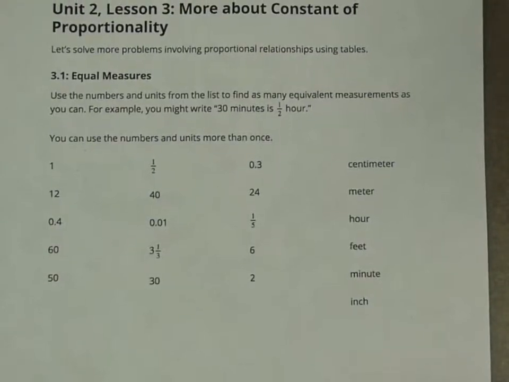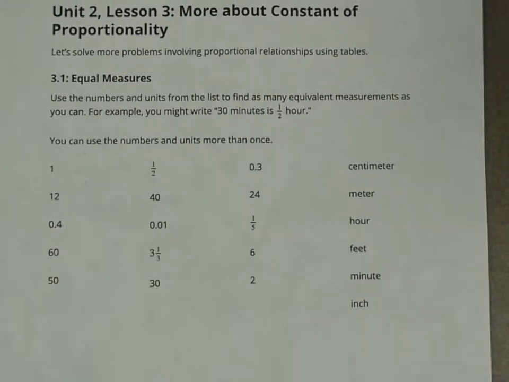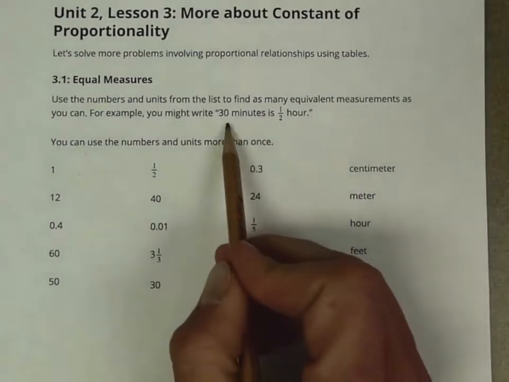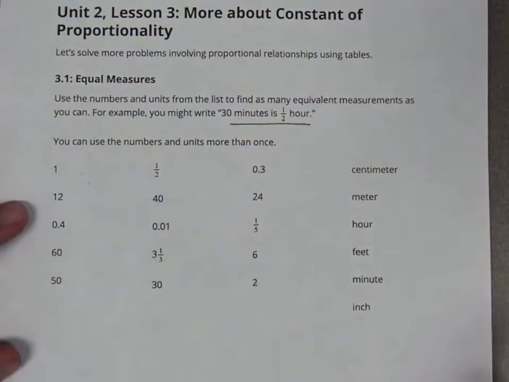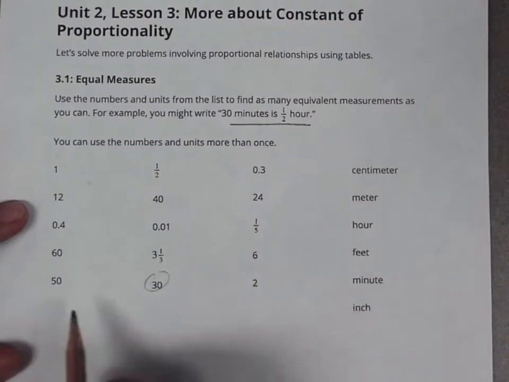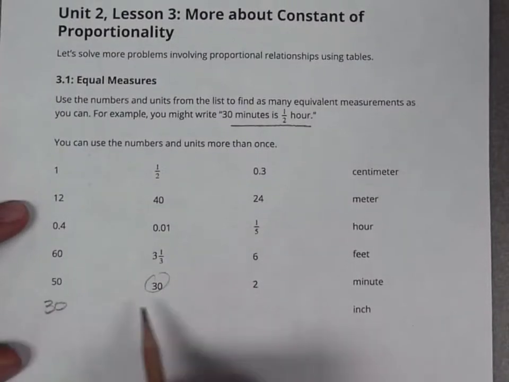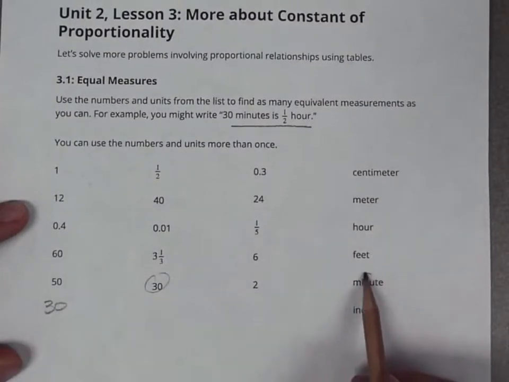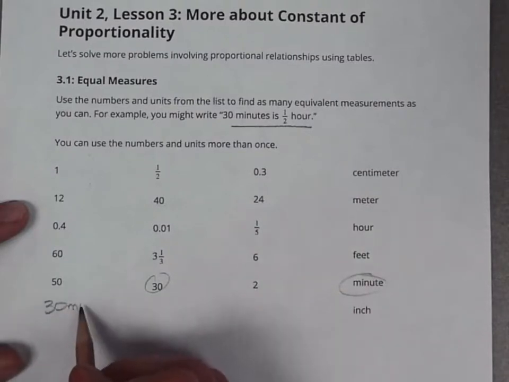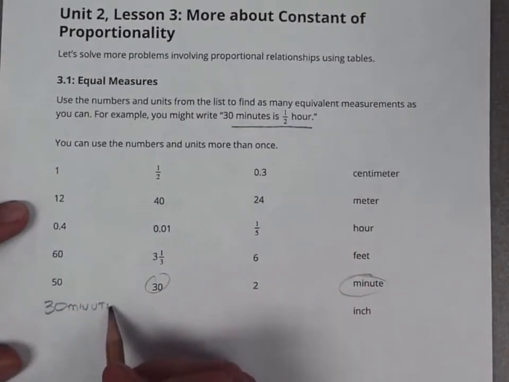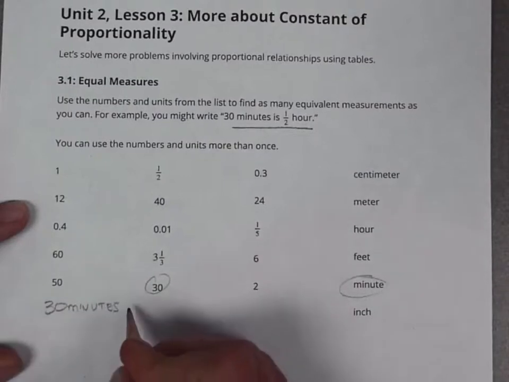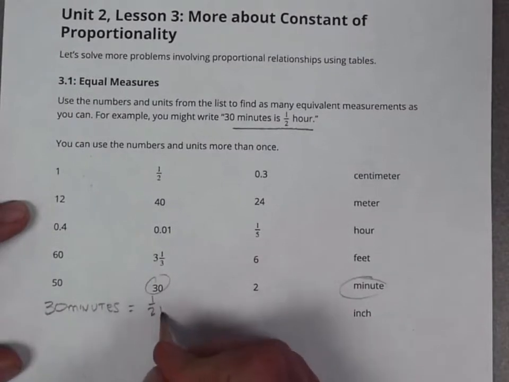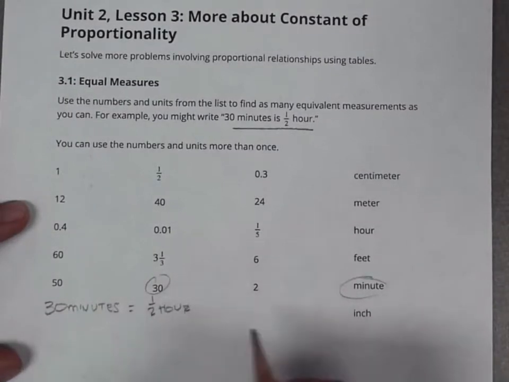Units in any way that you guys want to make equivalent measurements. So I'm going to give you guys an example now. So let's say, they give us an example. It says 30 minutes is 1/2 of an hour. So I can use the number 30. So I can say 30 and then use the unit minute, 30 minutes is equal to 1/2 of an hour. Okay, so that's an equivalent measurement.